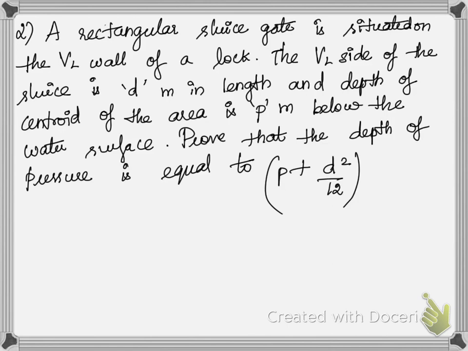The next problem is, a rectangular sluice gate is situated on the vertical wall of a lock. Vertical side of the sluice is d meter in length and depth of the centroid area is p meter below the water surface. Prove that the depth of pressure is equal to p plus d square by 12p.